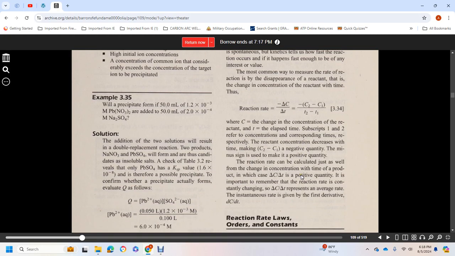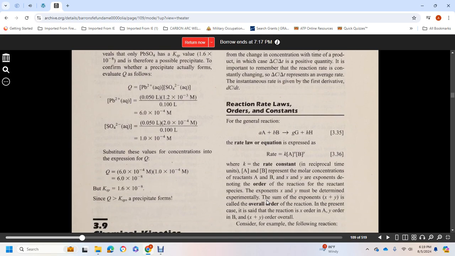Reactant concentration decreases with time, making concentration 2 minus concentration 1 a negative quantity, so the minus sign makes the rate a positive quantity. The reaction rate can be calculated just as well using the change in product concentration over time, as the resulting change is positive. It's important to remember that the reaction rate is constantly changing, and the change in concentration over the change in time represents an average rate. The instantaneous rate is given by the first derivative, the derivative of concentration with respect to time.